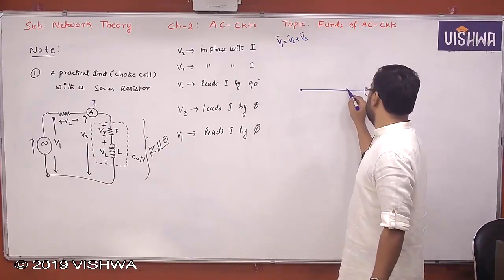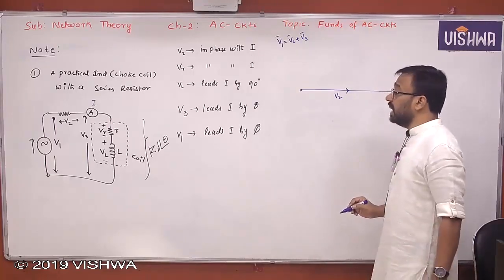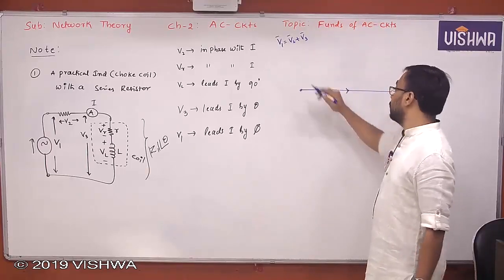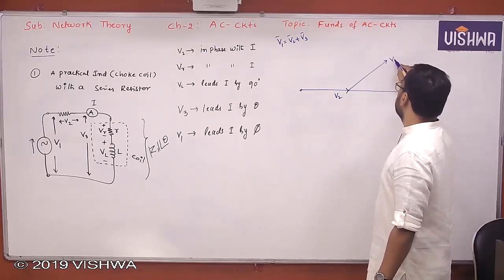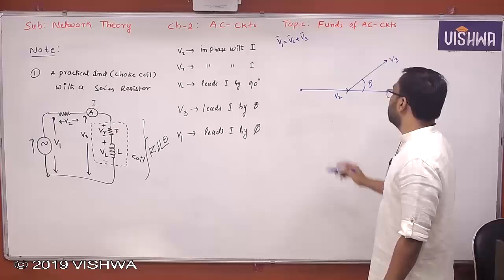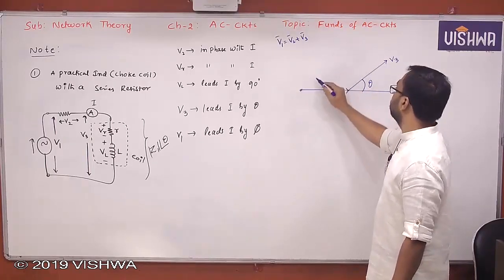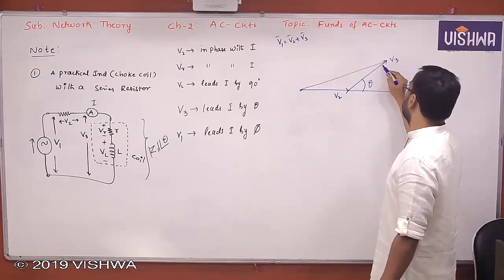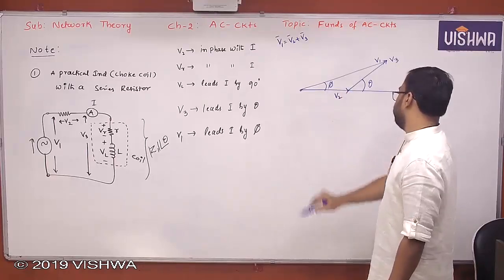Therefore, this is V2. What is V3? V3 leads I by theta, and it can be added at the tip of V2 to get V1. So this is V3, and it makes an angle theta. This is nothing but the parallelogram theorem. Like this is also angle theta. Yes or no? This is V1, it makes an angle phi.